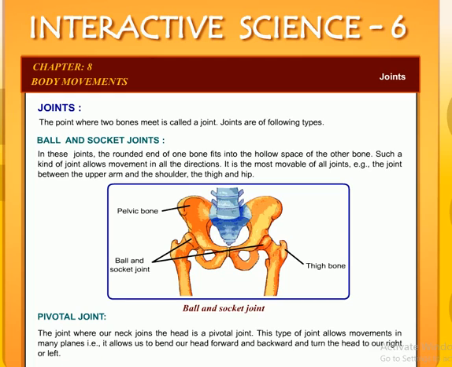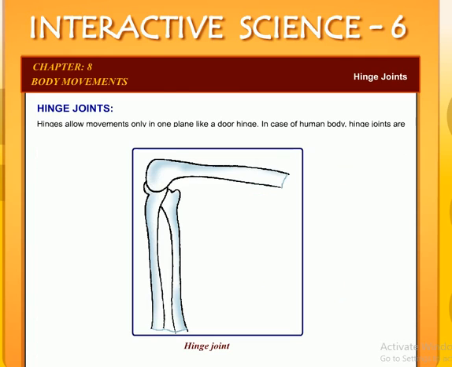Pivotal joint. The joint where our neck joins the head is a pivotal joint. This type of joint allows movements in many planes. That is, it allows us to bend our head forward and backward and turn the head to our right or left. Hinge joints allow movements only in one plane like a door hinge.